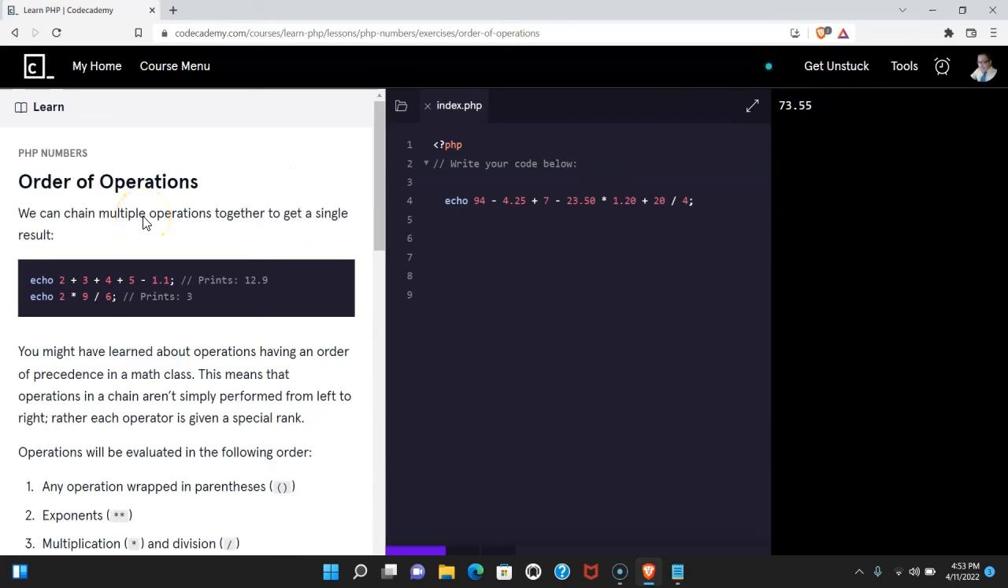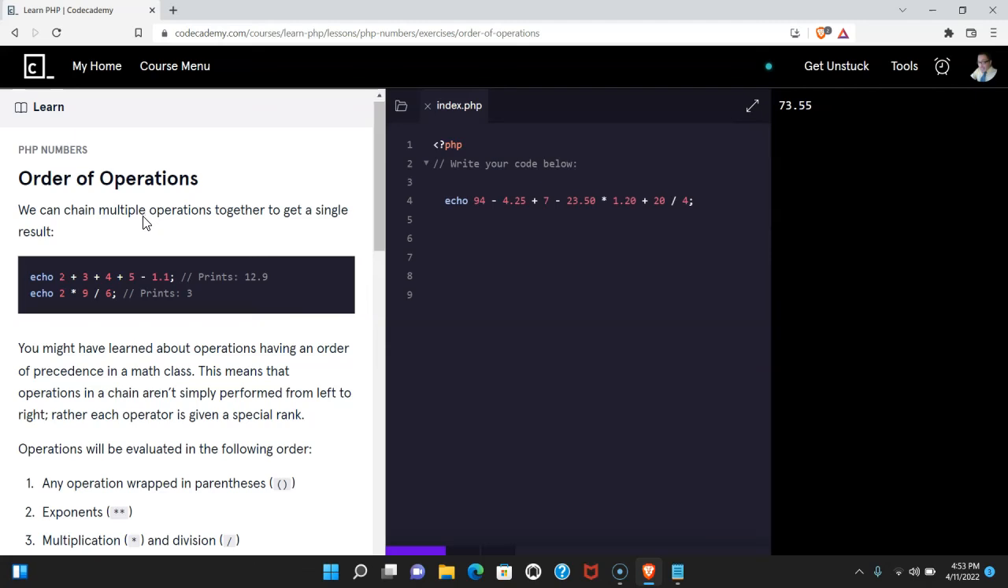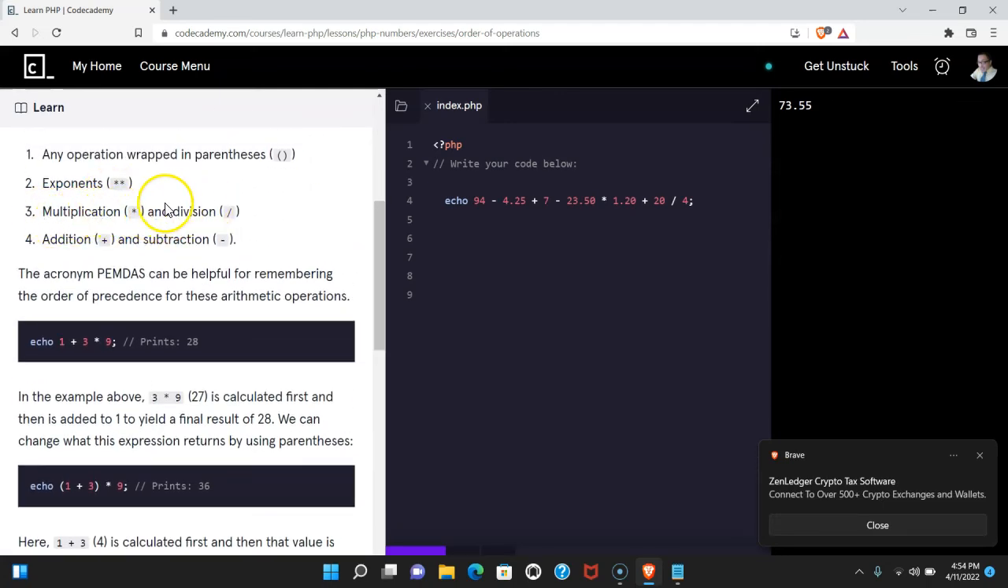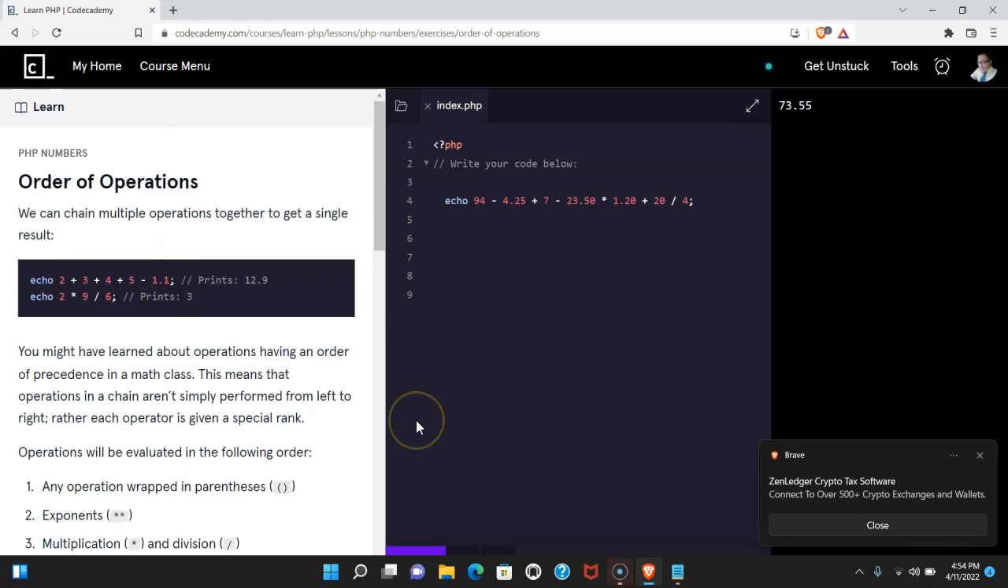What we're learning in order of operations is how order of operations works in PHP. It follows the convention of PEMDAS, which is parentheses, exponents, multiplication, division, addition, and subtraction. That's the order of operation it follows. As long as you understand that, you're getting this lesson, and I'll see you in the next one.